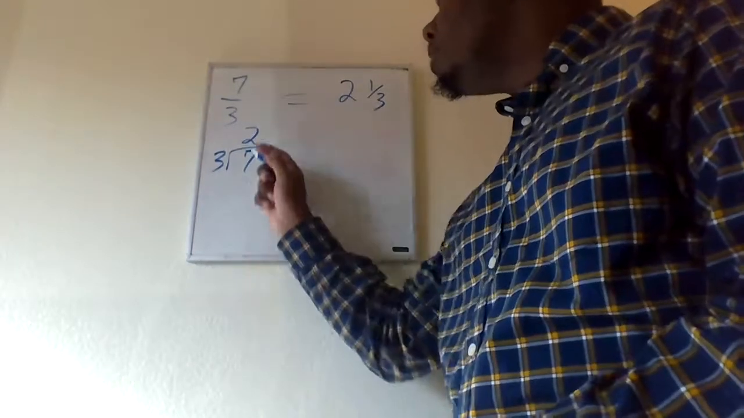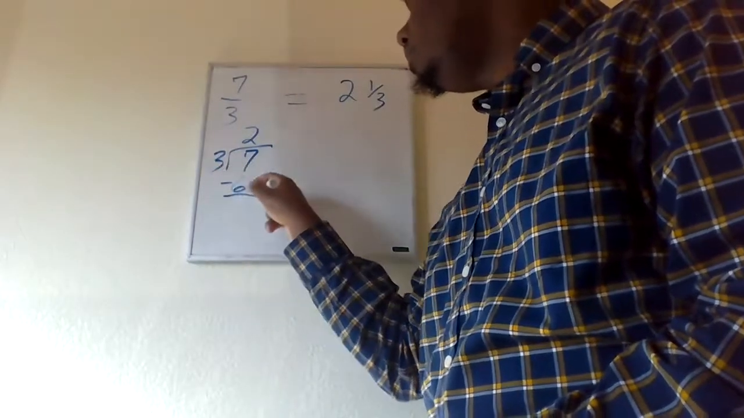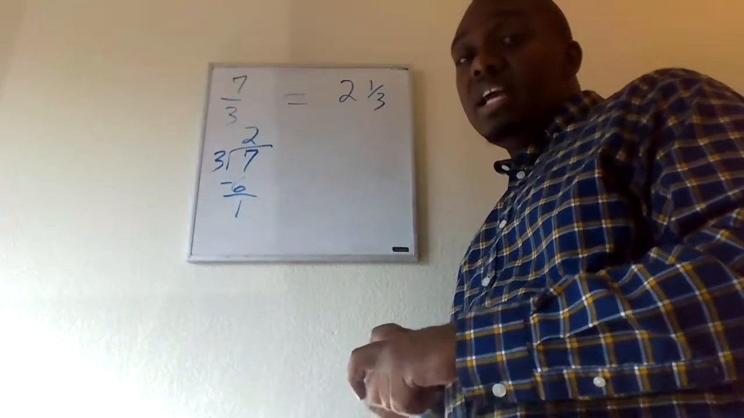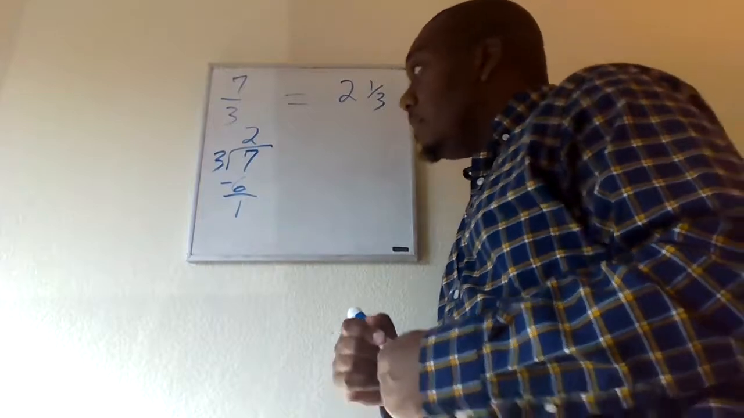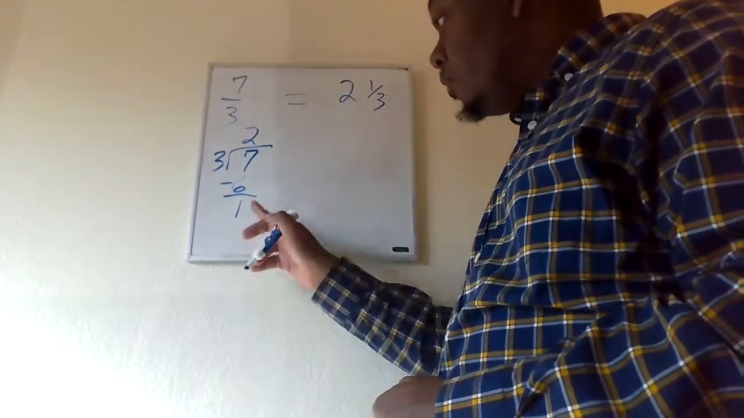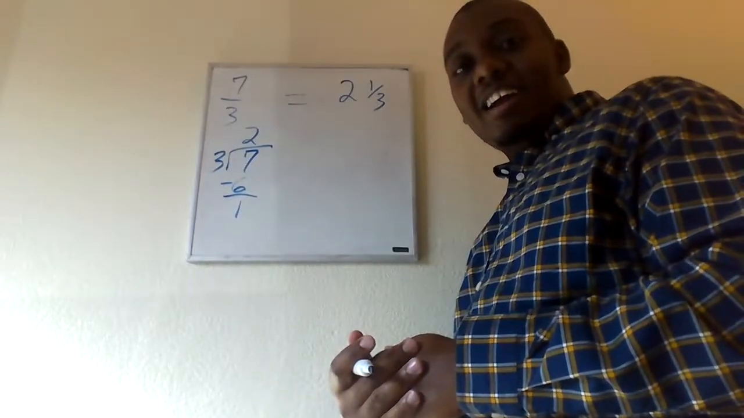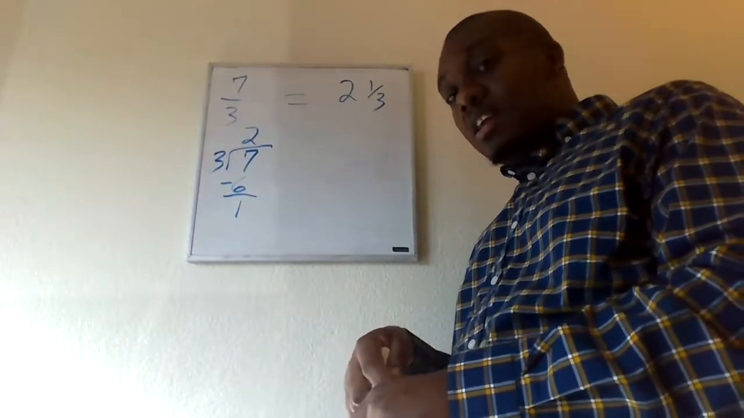Okay, so we'll multiply down. 2 times 3 will give us 6. We will subtract those numbers and we get 1. And we know 3 cannot go into 1, so we would say we have a remainder of 1, which makes perfect sense because we have 2 whole parts and we have 1 out of the 3 left over. That's how you write a mixed number from an improper fraction.